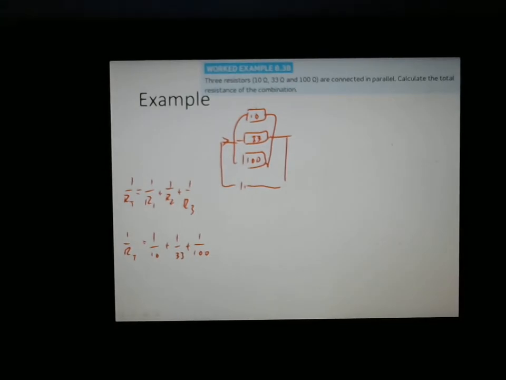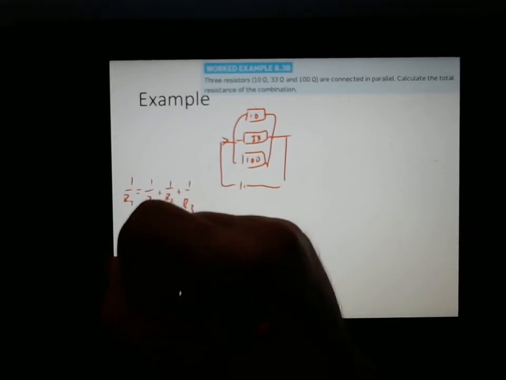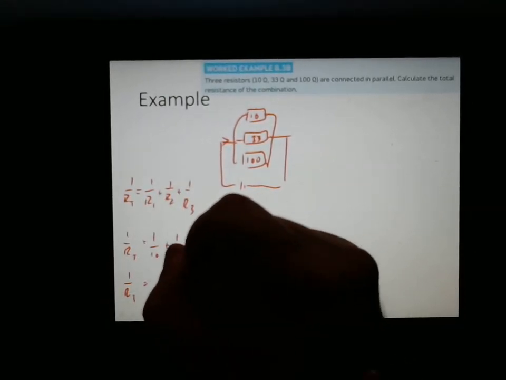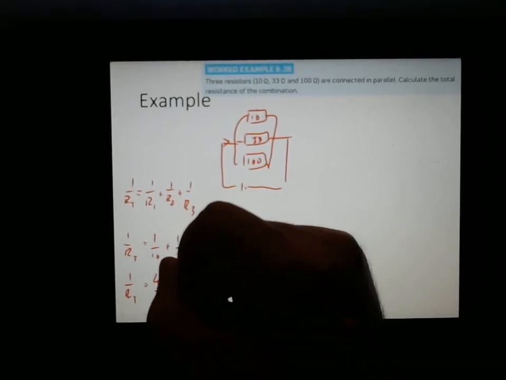So this is why doing it on your calculator will make it a lot easier than doing this to rearrange. So 1 over 10 plus 1 over 33 plus 1 over 100 is going to give us, so 1 over RT, and I'd recommend writing this as a fraction just because it makes the next step a bit easier.